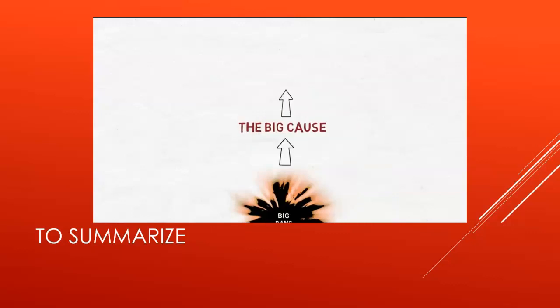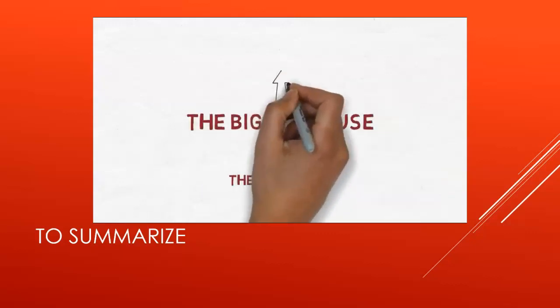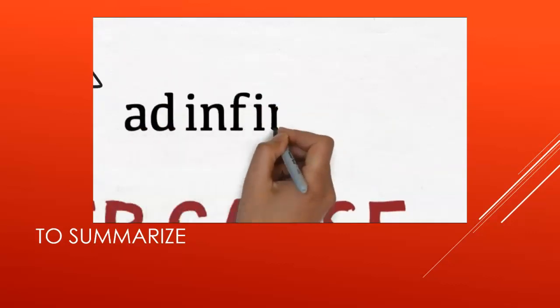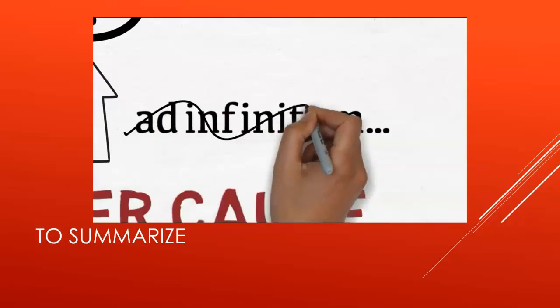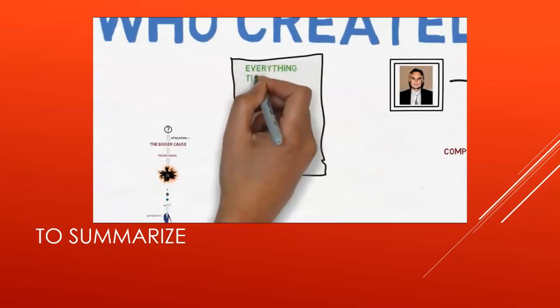And what preceded the Big Bang? Let's call it the Big Cause. Well, what was before the Big Cause? Well, let's call it the bigger cause. And what caused the bigger cause? Ultimately, this chain of cause and effect cannot extend into the past infinitely.